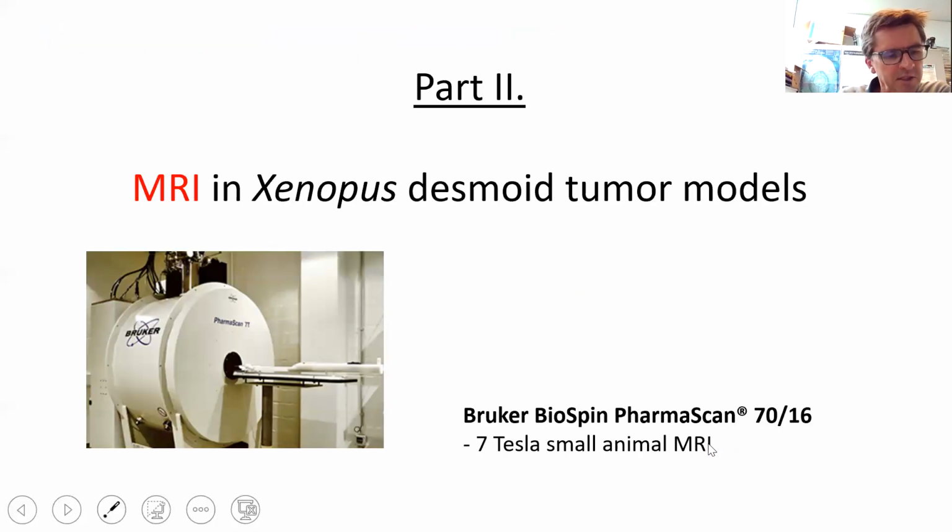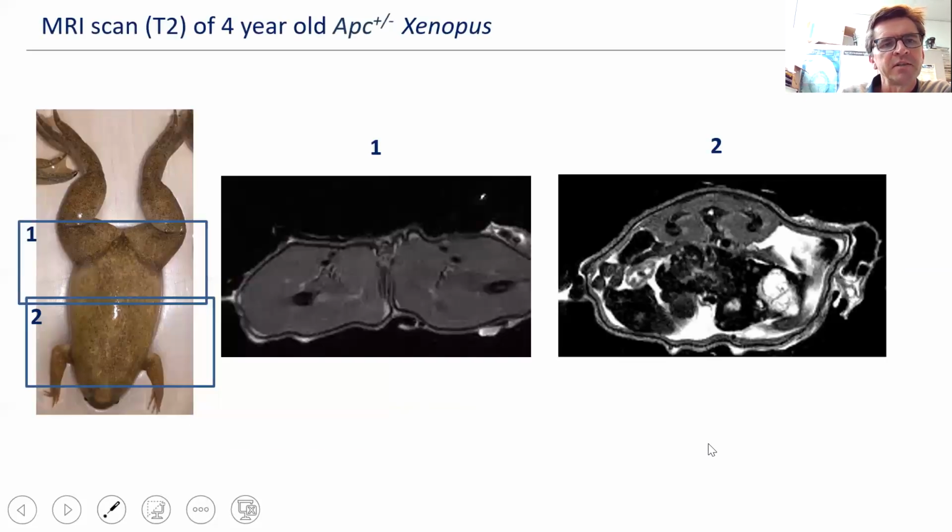Now, in order to facilitate our phenotypic analysis and also to be able to follow up drug responses, we recently embarked on introducing MRI scans, magnetic resonance imaging, in our Xenopus model. What we're looking at here is an APC heterozygous animal. We do a whole body imaging. This is done here in 2 scans.